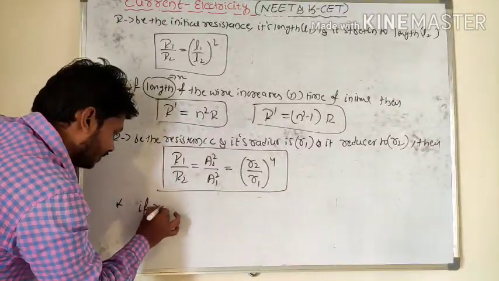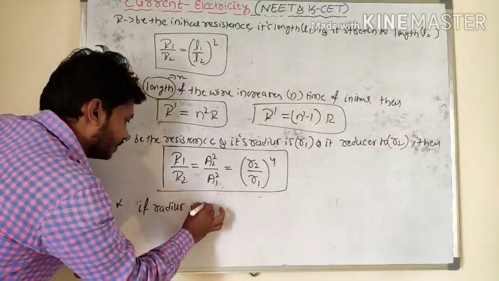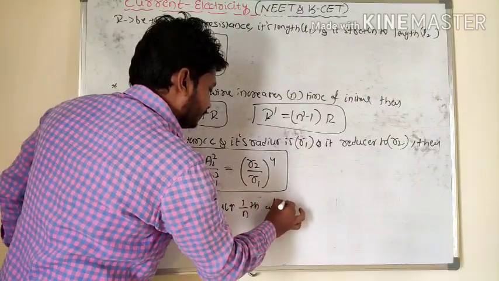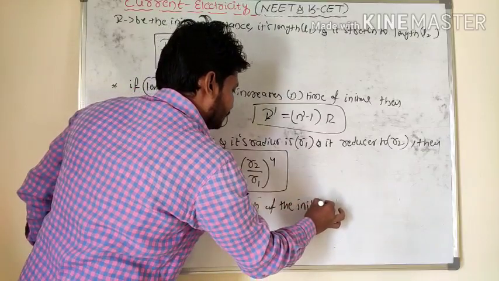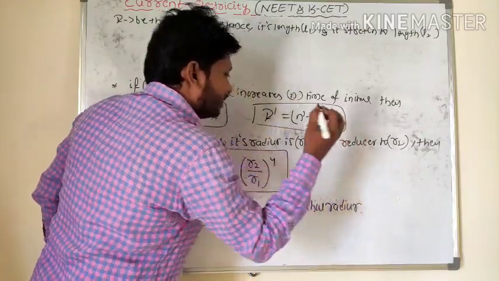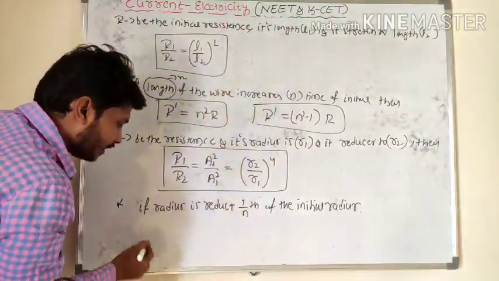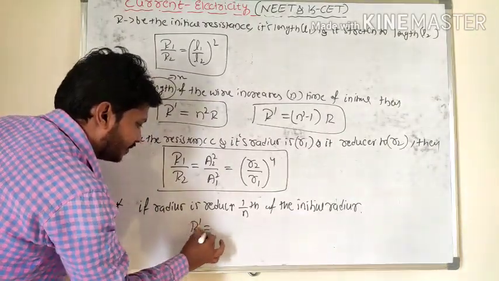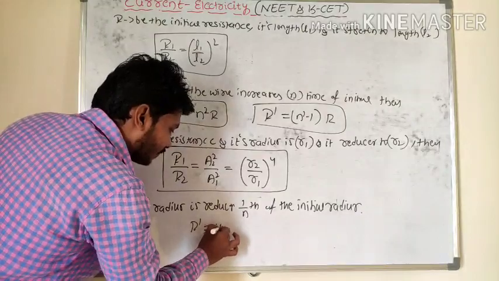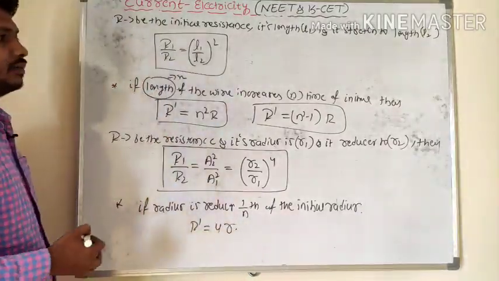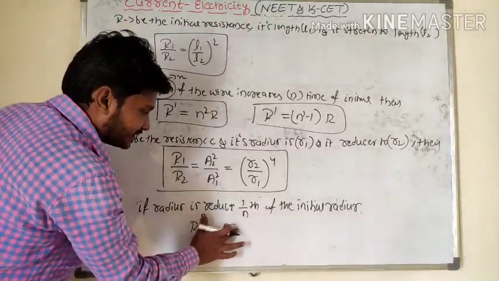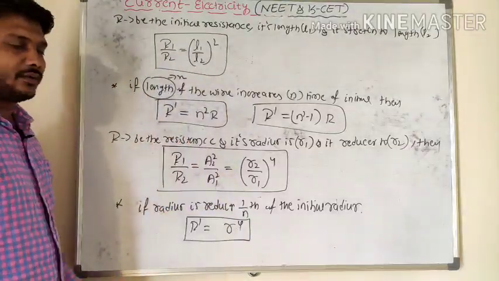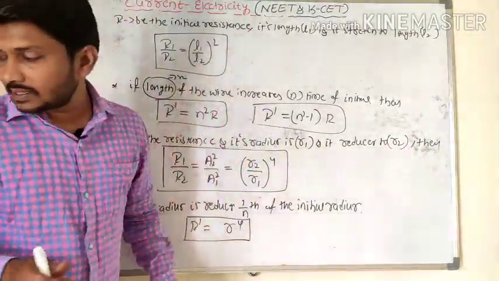If the radius reduces to 1 by nth of the initial radius, then what about the change in resistance? So R dash is equal to n to the power of 4 times R. So what will be the equation? I need to write it here. R dash is equal to n to the power of 4 R. In terms of percentage, I will write it here.